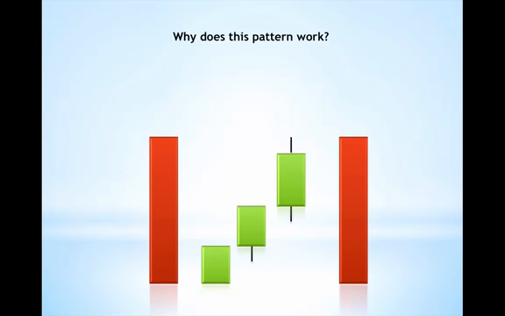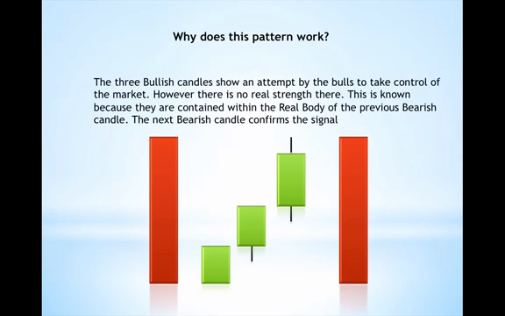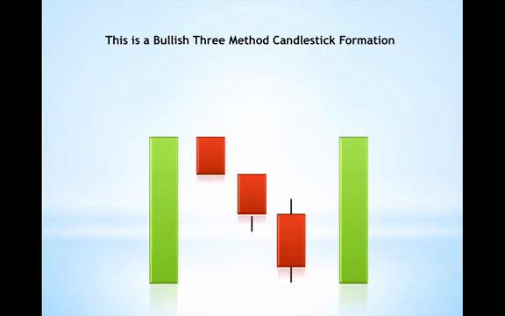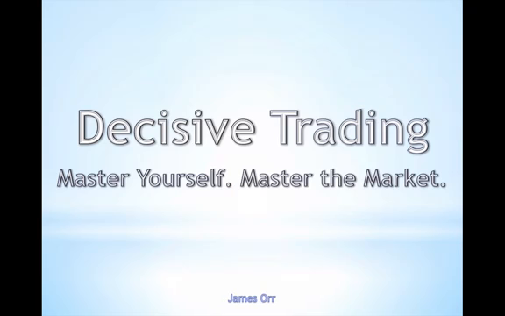And why does this pattern work? The three bullish candles show the attempt of the bulls to control the market. Since price is contained within the first bearish candle, you can see that there is little bullish sentiment. The next bearish candle confirms where the strength is held, and confirms the signal. The bullish three-method candlestick pattern is again simply reversed. And those are my favourite, most consistent candlestick patterns.